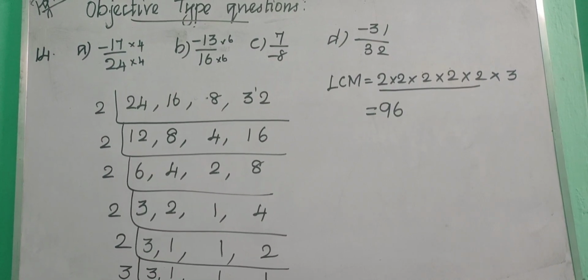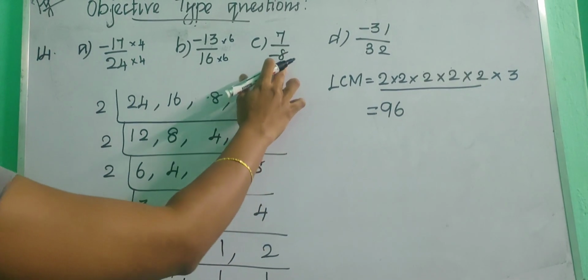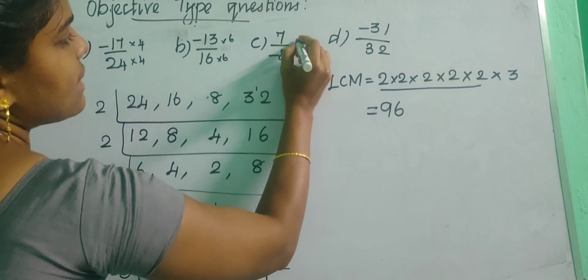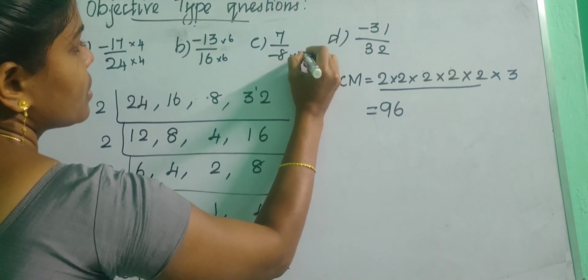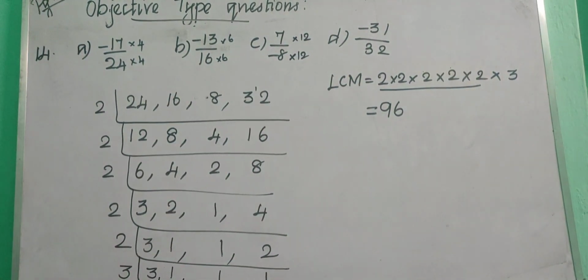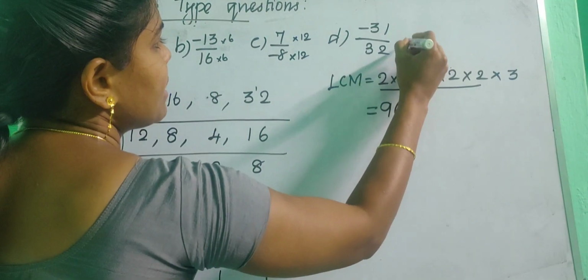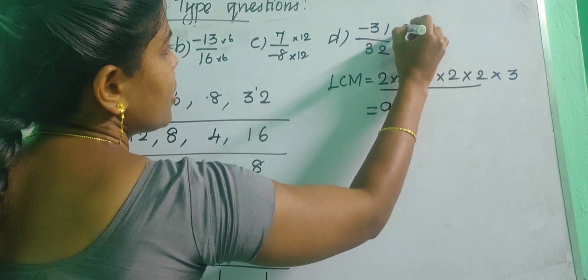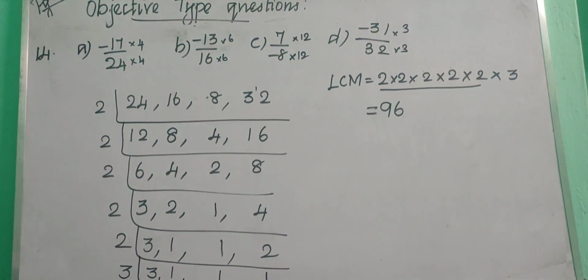And then here we are having the denominator as 8, right? So 8 into 12 is 96. So we need to multiply 12 in the numerator as well as in the denominator. And then 32 into 3 is 96. You need to multiply 3 in the numerator as well as in the denominator. So what will you get?